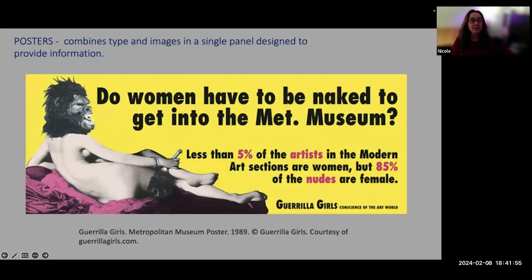Okay, posters. Combine type and images in a single panel designed to provide information. An effective poster will, in a flash, both attract our attention and convey its message at the same time. The creativity of a poster designer is directed towards a specific purpose, which may be to advertise, and it might be to persuade. It might also be a social message of some kind, right?